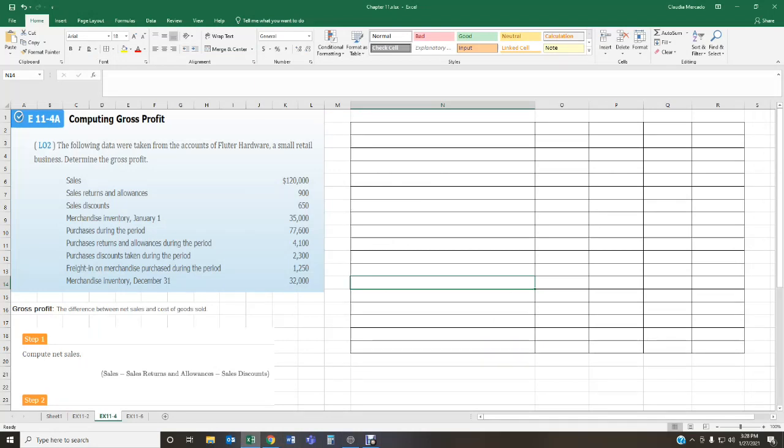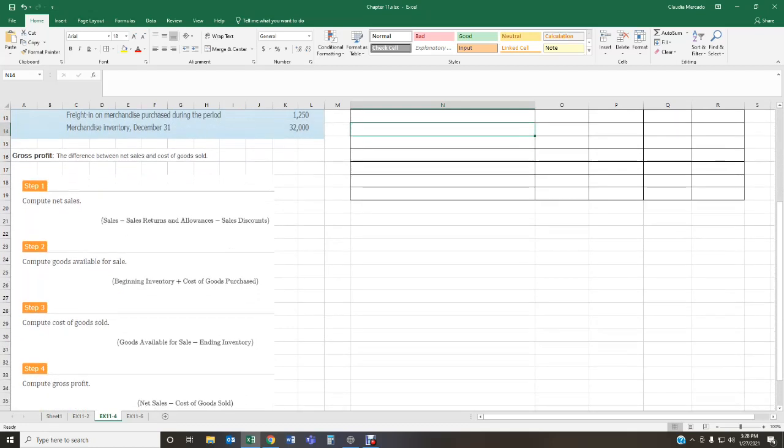Okay, it says the following data were taken from the accounts of Fluter Hardware, a small retail business. We have to determine the gross profit. Okay, and they give you all of this information that we have to utilize. Now, gross profit is basically the difference between your net sales and your cost of goods sold. That gives you your gross profit.